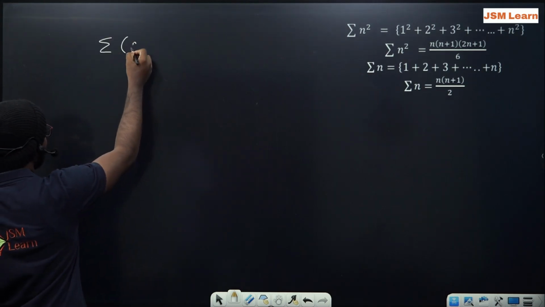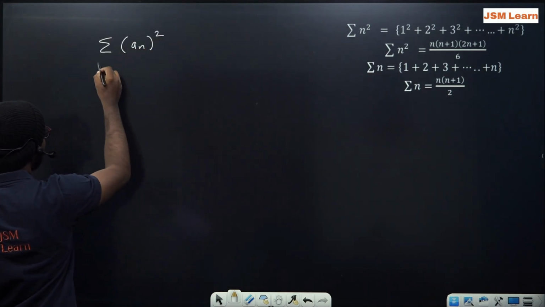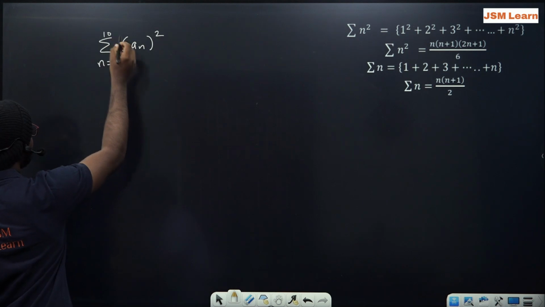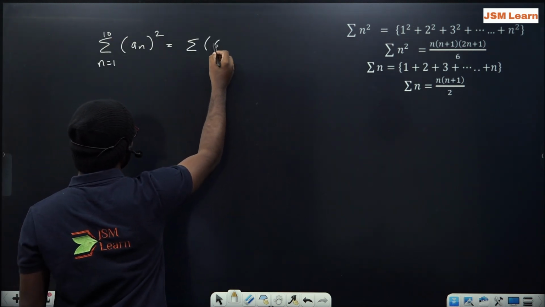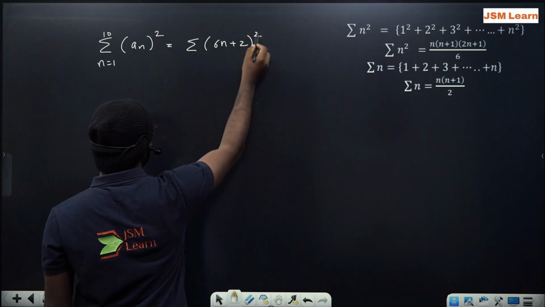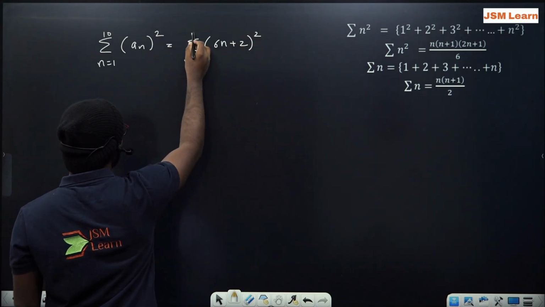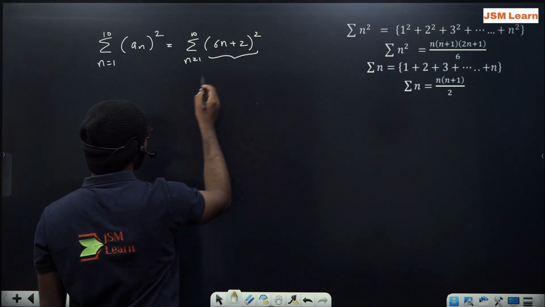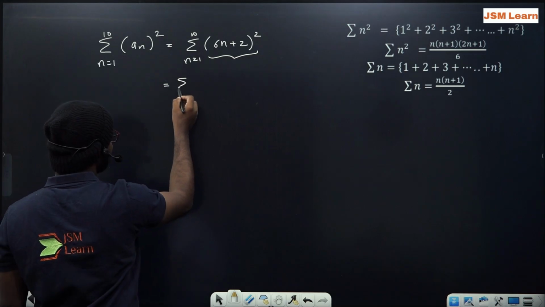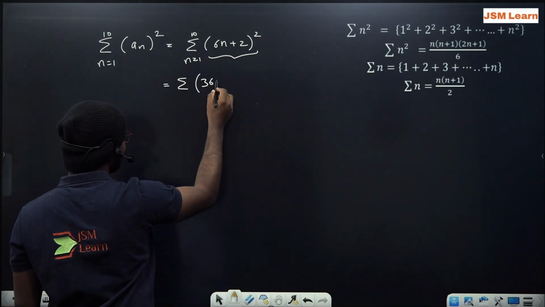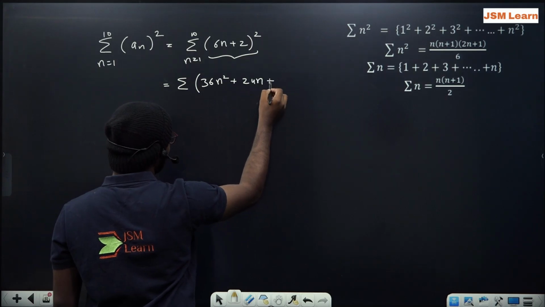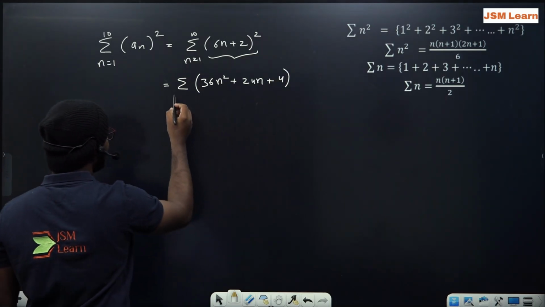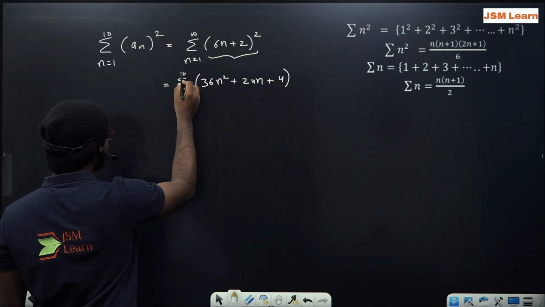Sigma n square, n running from 1 to 10 terms. Sigma (6n plus 2) whole square, n running from 1 to 10. We'll expand this (6n plus 2) whole square first. That is nothing but 36n square plus 24n plus 4, n running from 1 to 10.